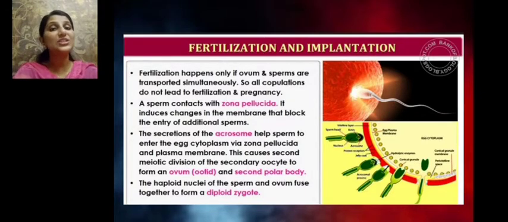Thus, the secretions released by the acrosome help the nucleus of the sperm to cross the zona pellucida and the plasma membrane and reach the cytoplasm. Only then does the sperm in the egg cytoplasm induce the completion of the second meiotic division to form the ootid and the second polar body, and it results in fertilization.